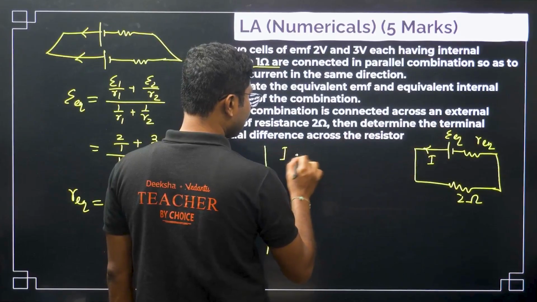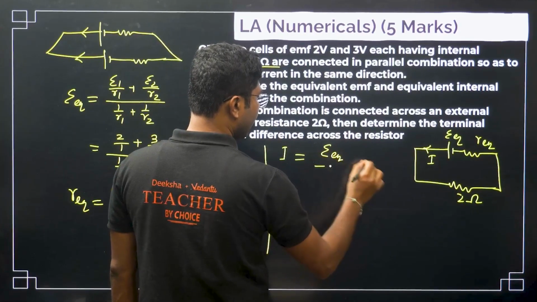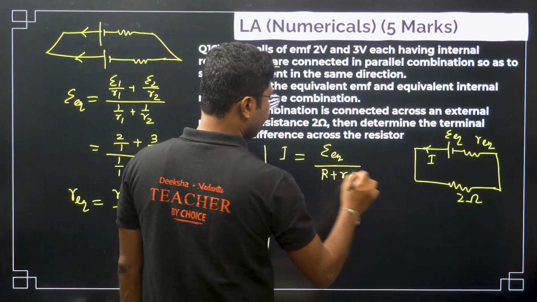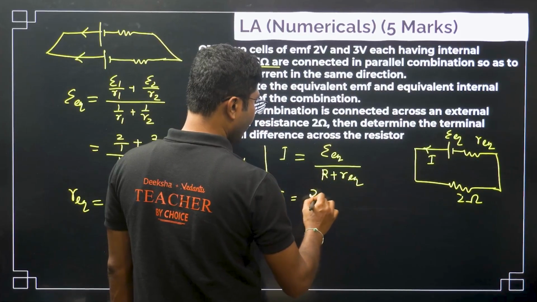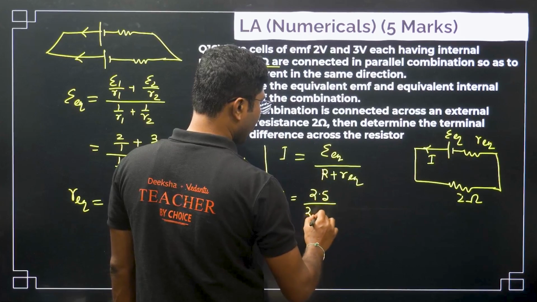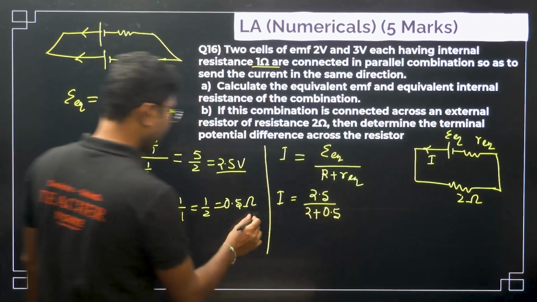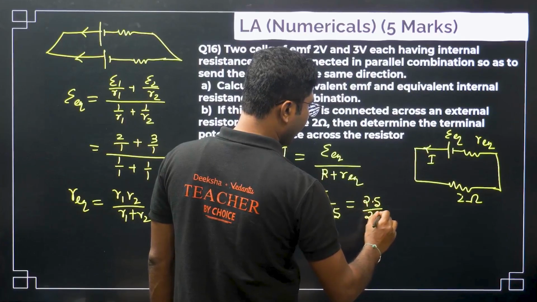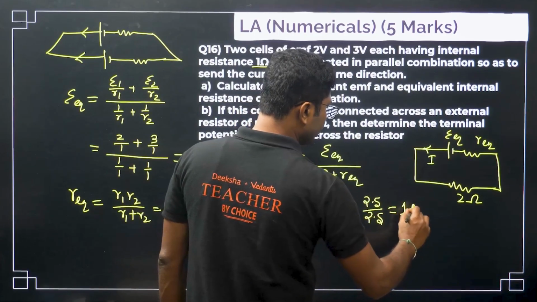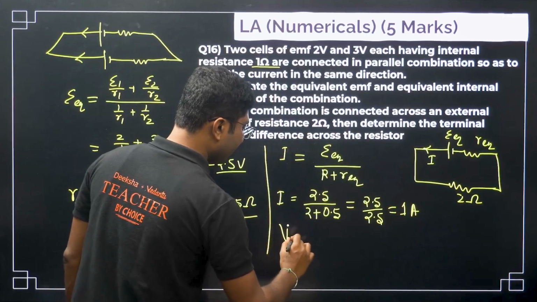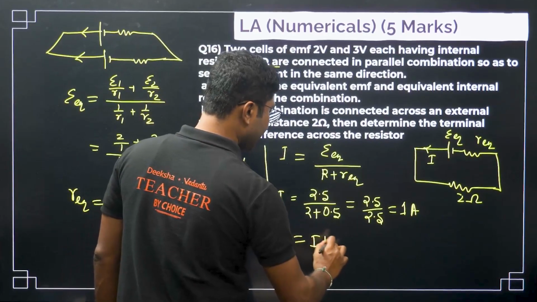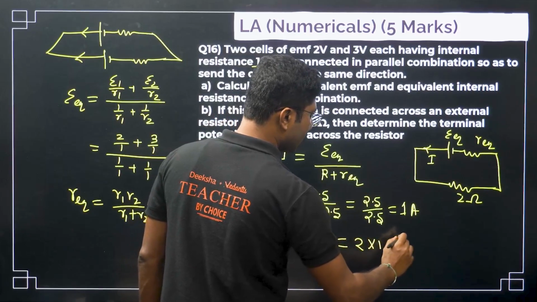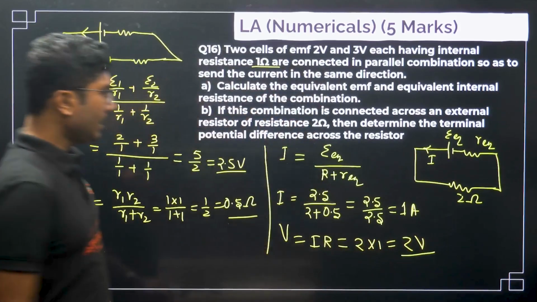Current in this circuit is the EMF divided by total resistance, so R plus R eq. Now put the values. So I equals 2.5 divided by 2 plus 0.5 ohm, right? So it will be 2.5 divided by 2.5, that is 1 ampere. So what is the terminal potential? Terminal potential is current into external resistance. So that will be 2 into 1, that is 2 volt. So 2 volt is the terminal voltage.